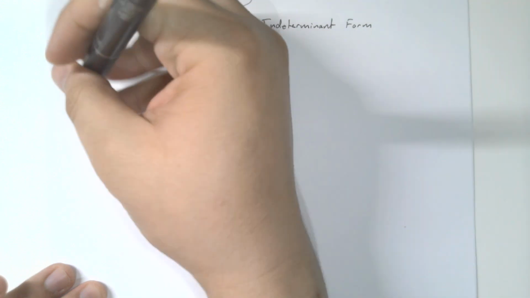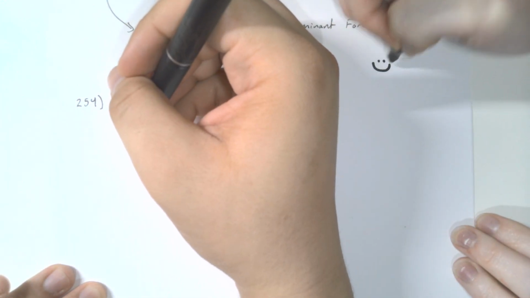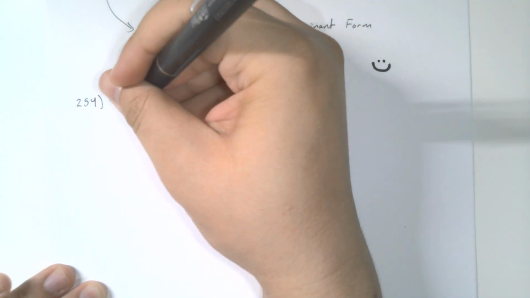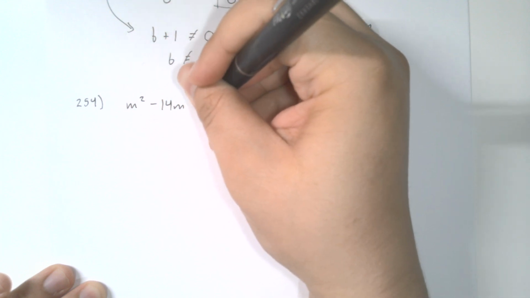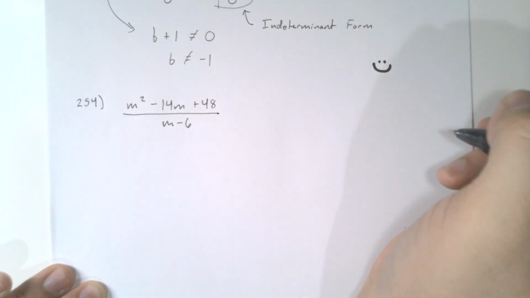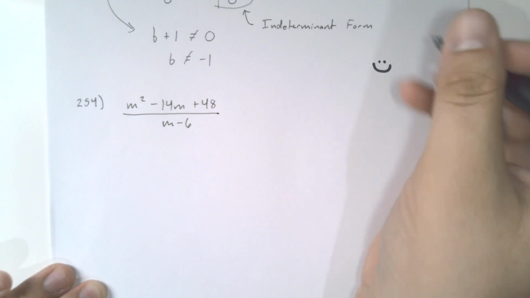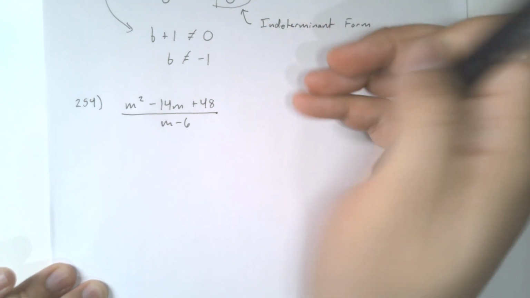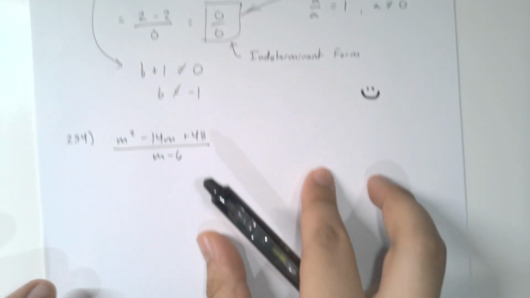So let's look at number 254. For number 254, we have m squared minus 14m plus 48 divided by m minus 6. So now we want to factor the numerator here and hopefully cancel out a term like we did with the b plus 1 and the b plus 1 over here.